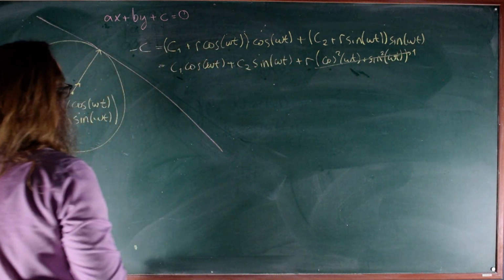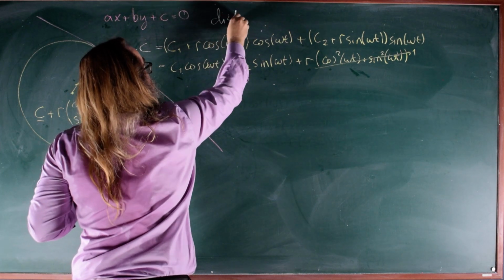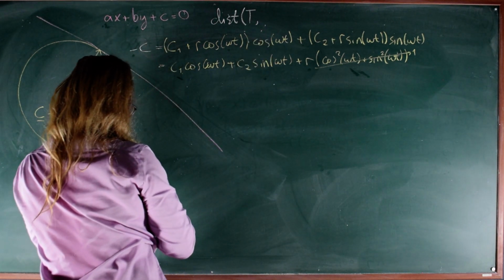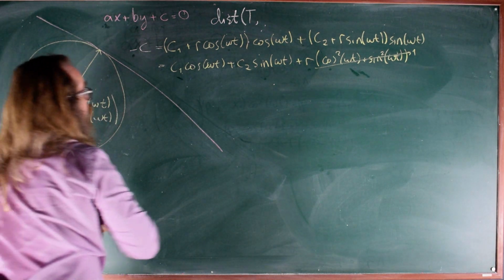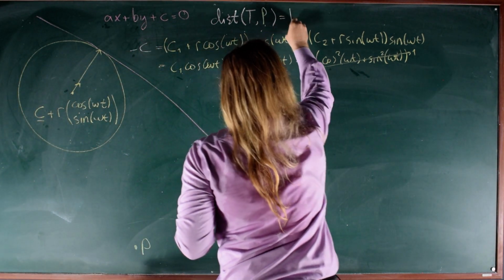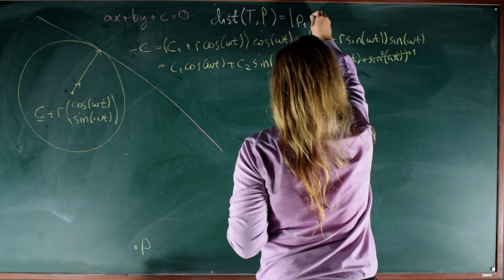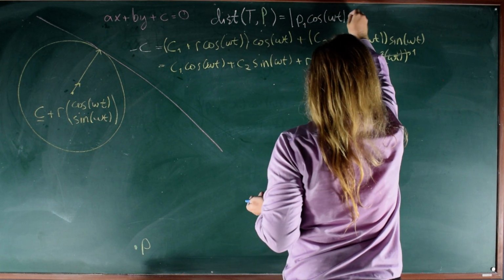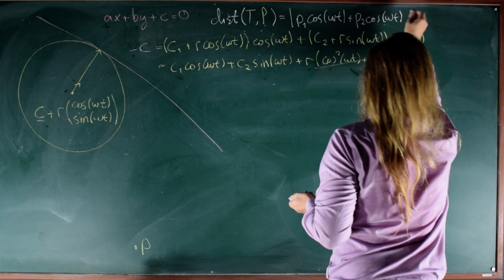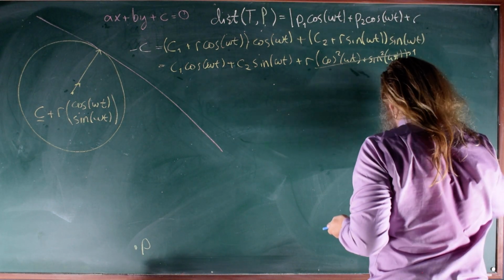So now the theorem is that the distance, let's put it up here, the distance between this tangent line T and this point down here that we call P is going to be the absolute value of P1 times cosine of omega t plus P2 times sine of omega t plus C. Shoot.